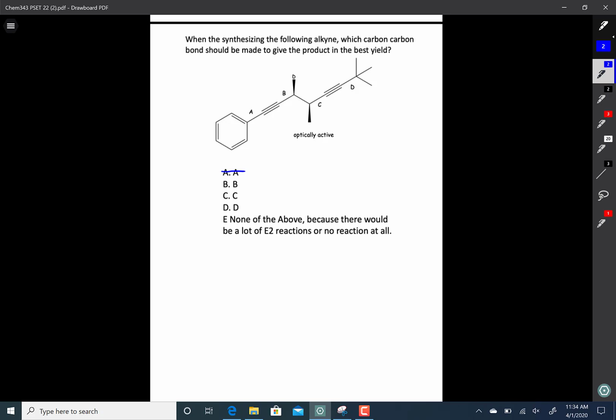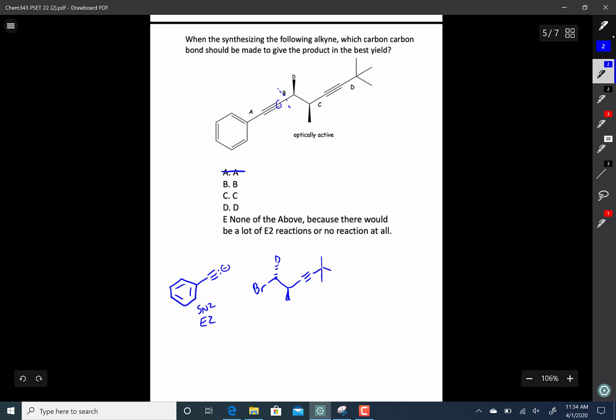Let's take a look at B. Well, if we do B, we do the same thing, except now we put the anion on this carbon, and we put the bromine on this carbon. Now, since this is the alpha carbon, we have to invert it. So instead of a wedge deuterium, it's a dash deuterium. And this molecule here can do SN2 and E2.